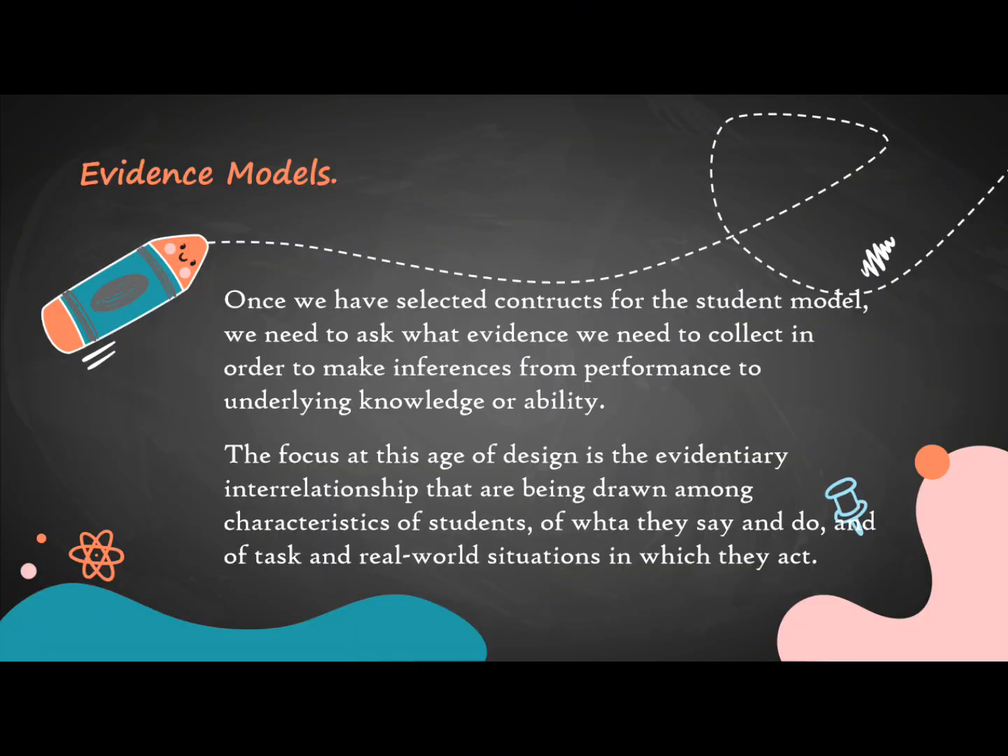Second is the evidence model. Once we have selected constructs for the student model, we need to ask what evidence we need to collect in order to make inferences from performance to underlying knowledge or ability. In ECD, the evidence is frequently referred to as the work product, which means nothing more than whatever comes from what the test takers do. From the work product, there are one or more observable variables. In a multiple choice test, the work product is a set of responses to the items.